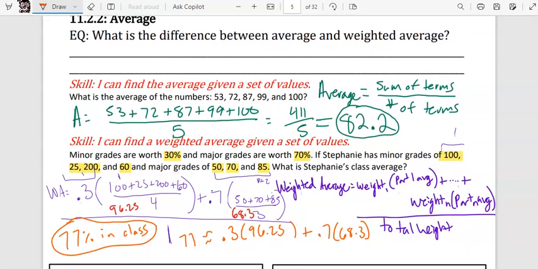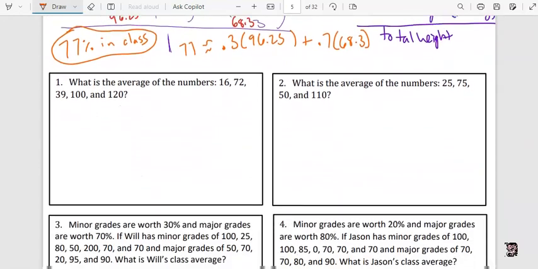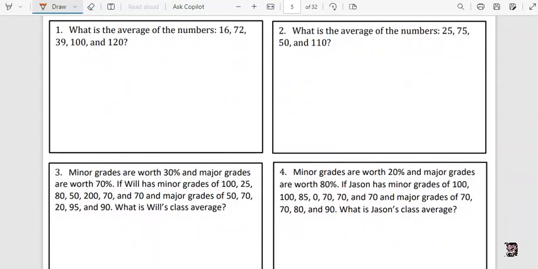Answer the essential question: What are the differences between finding an average and finding a weighted average? Once you do that, also go ahead and try the other examples below.